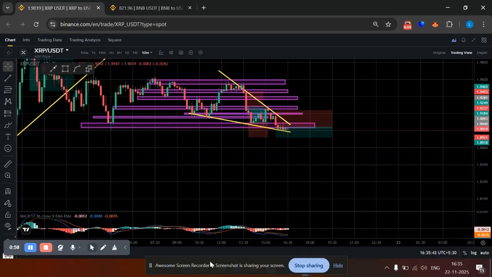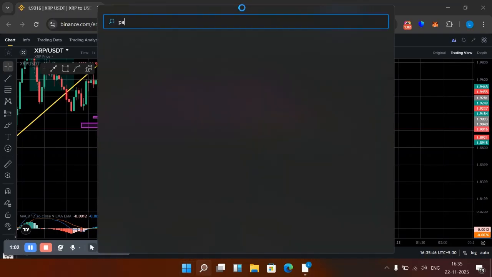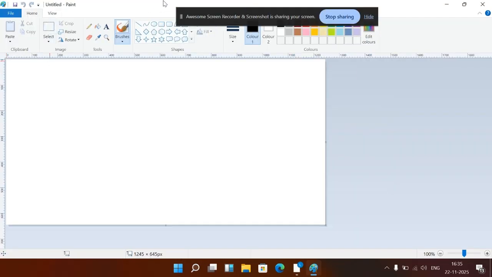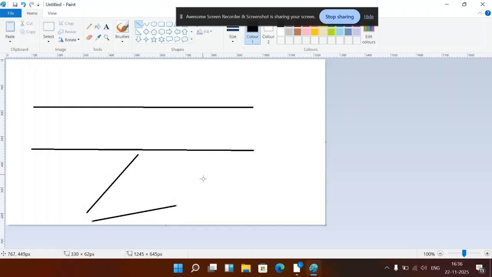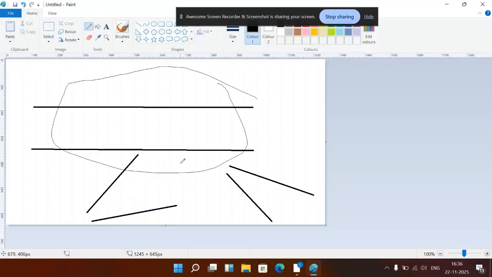One type is found during a sideways trend. One is formed during a sideways trend, and one is formed during an uptrend, meaning an ascending channel, or a falling channel, or even a wedge. You can say this is also a wedge, or it is formed while descending, a descending channel. These are the three types of resistance and support.